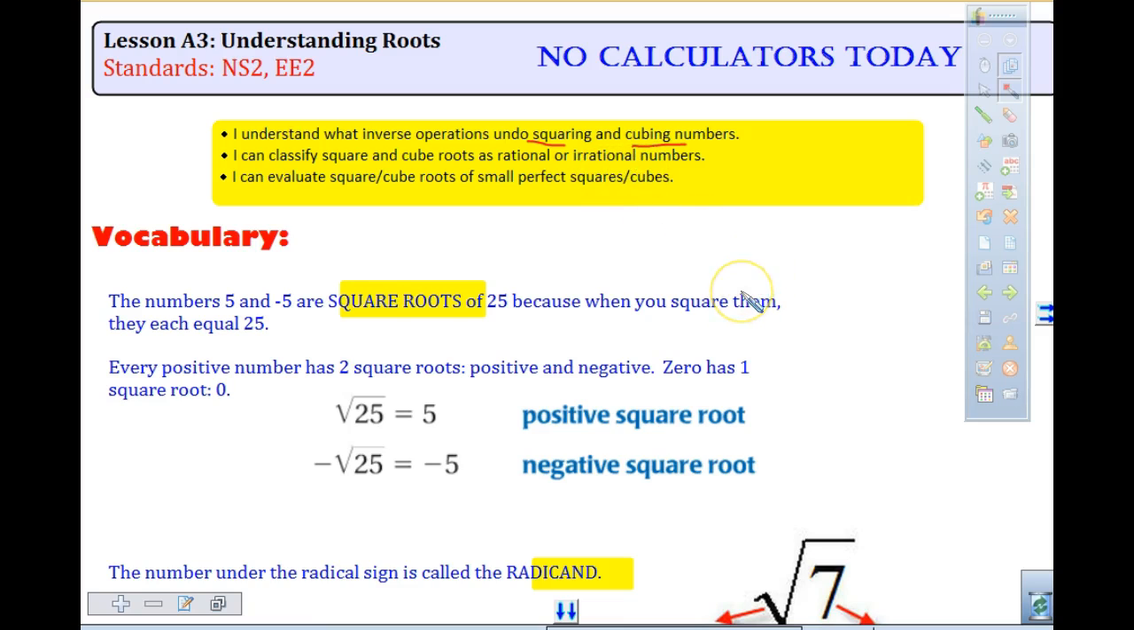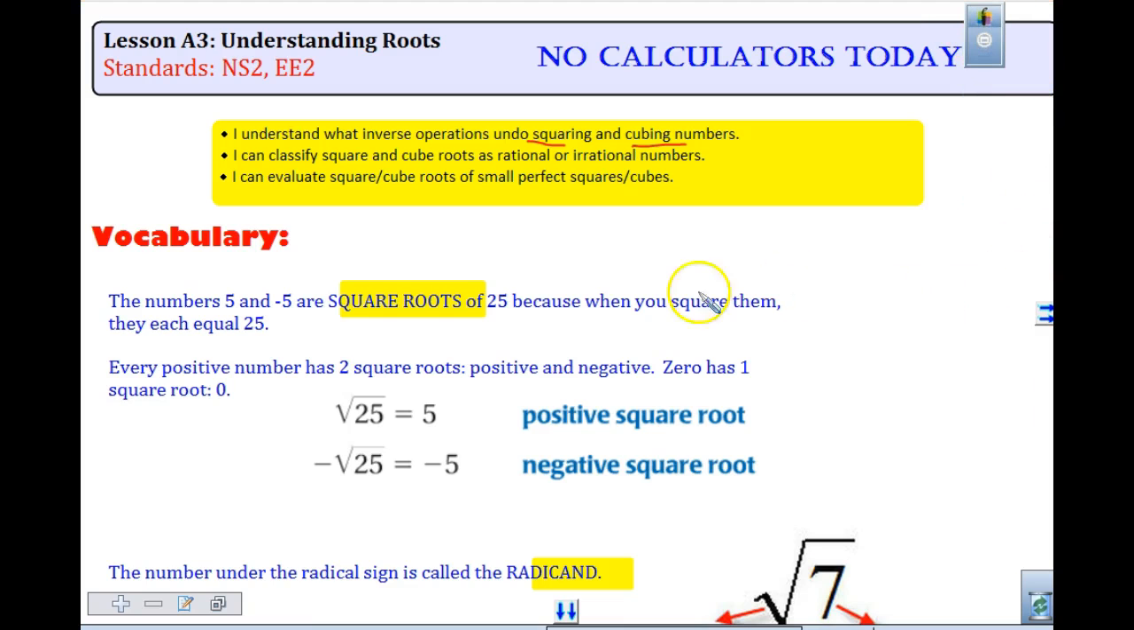You might have heard me use that word, irrational, for some of our answers when we were talking the other day. And we're going to be evaluating ones that are not our perfect ones. So when we take a look here, it says the number 5 and negative 5 are both square roots of 25 because when you square them, they each give you 25. Every positive number has two roots. It has a positive and a negative.